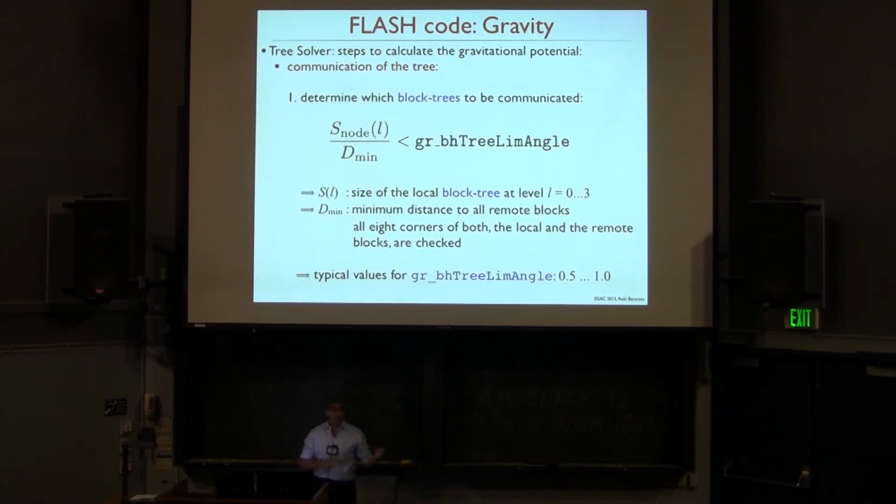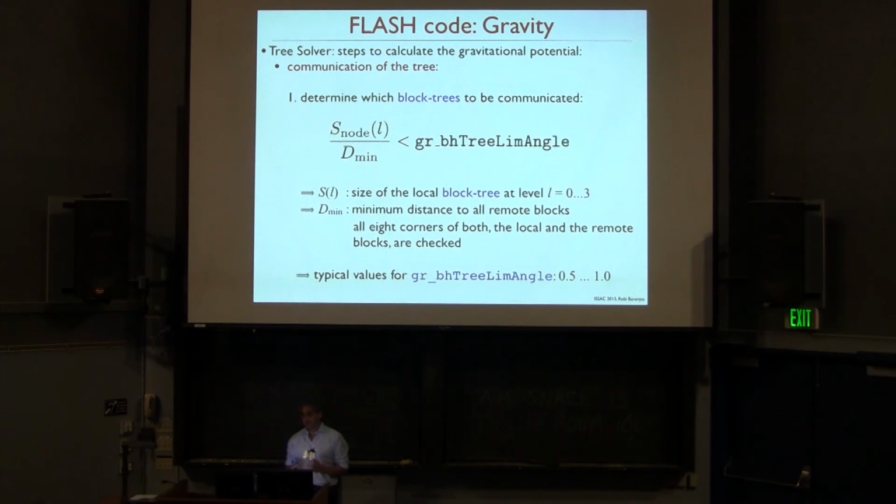Of course, we don't want to distribute all hierarchies, all levels, all the information to all CPUs, because this would violate the idea that you can use the code in parallel, and that it knows only a piece of the entire simulation. So you have to decide which of the levels of your block trees you want to communicate, and this is done by the choice of a so-called opening angle, which is a parameter here.